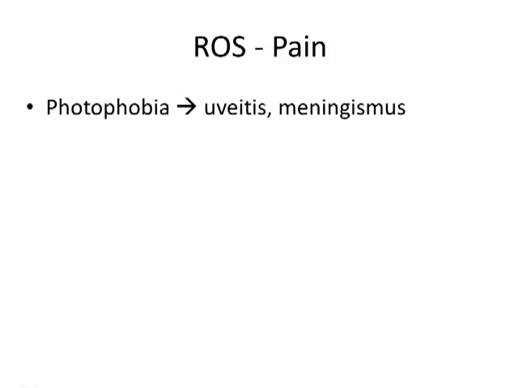Okay, a second category of review of systems questions you can ask about is pain. So photophobia can mean uveitis or meningismus, as associated with meningitis. Uveitis is an inflammation of the anterior structures of the eye that can cause some muscle spasms in the ciliary body that cause pain whenever your pupil is trying to dilate or constrict.